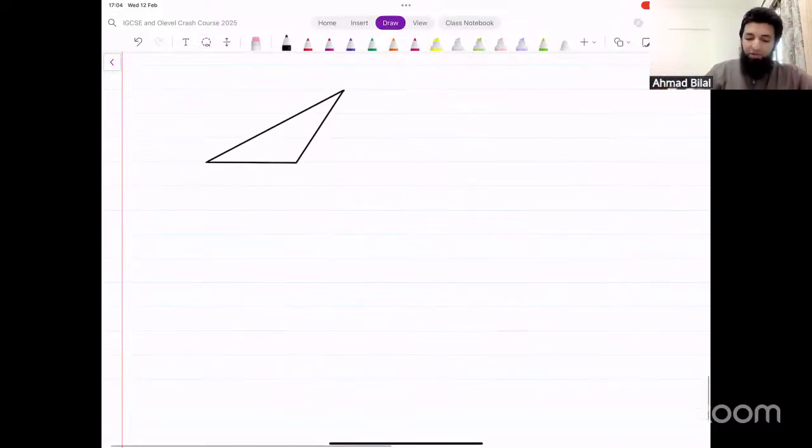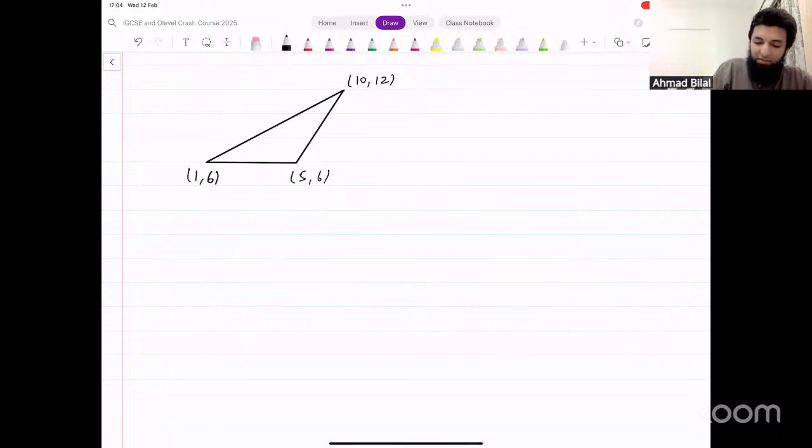Now let's suppose we are given the coordinates of the vertices of this triangle. Let's suppose that this point is 10 and 12, and then this point here is 5 and 6, and this point is 1 and 6. So we know the vertices of this triangle. Can we find the area of this triangle? What's the area of this triangle? Can we figure that out?